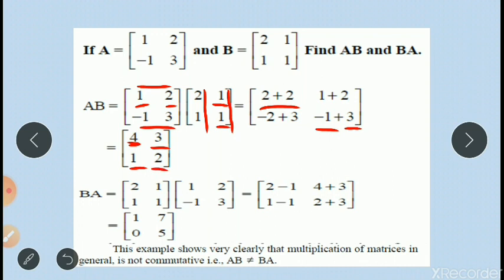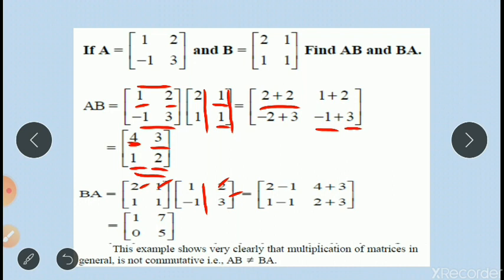Next, like this, we have to multiply the B matrix with A matrix. The same process. First row of the B matrix will be multiplied with the first column of the A matrix. 2 into 1 is 2 plus 1 into minus 1 is minus 1. 2 minus 1. Next, 2 into 2 is 4 plus 1 into 3 is 3. 4 plus 3.